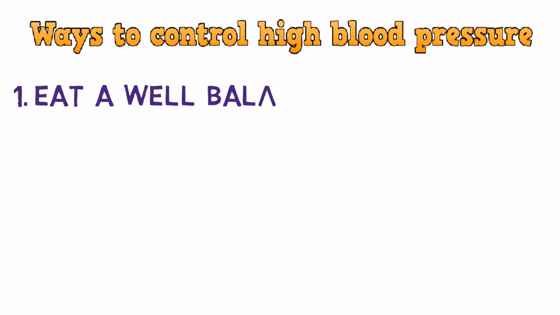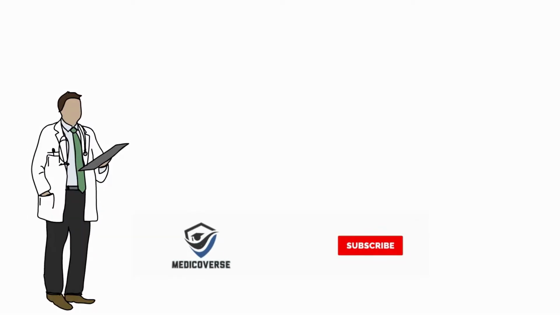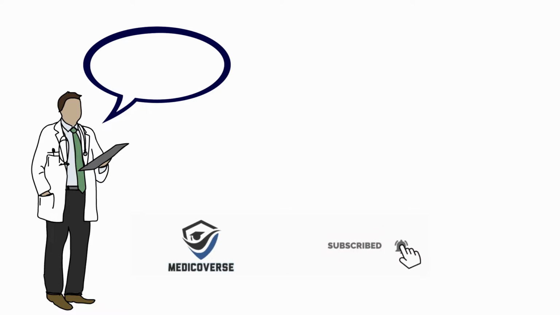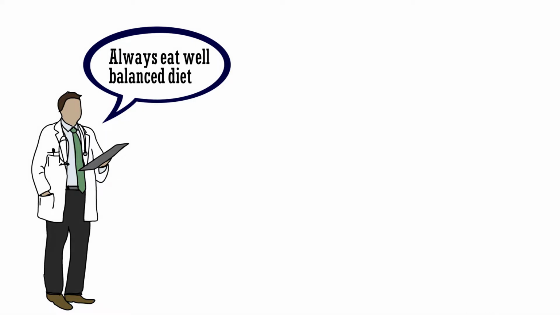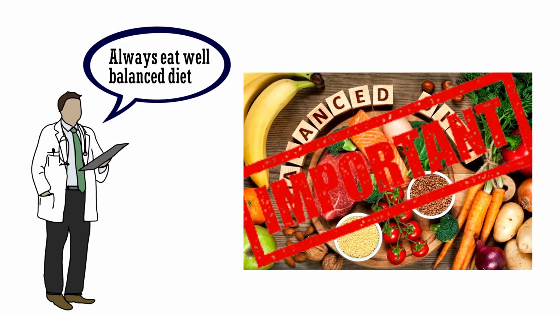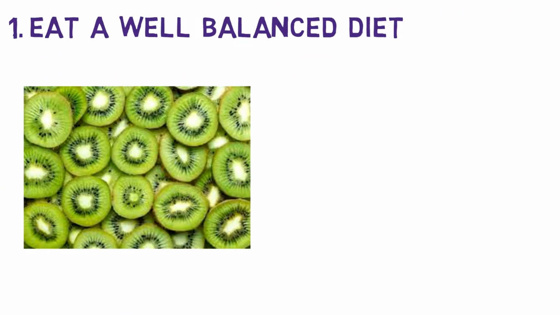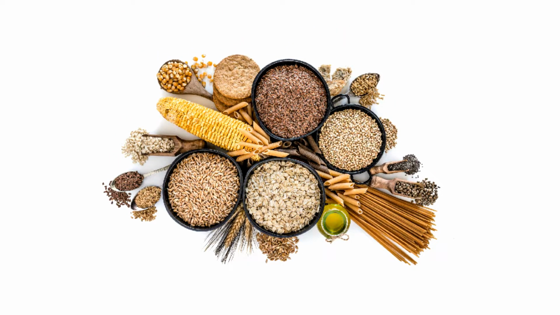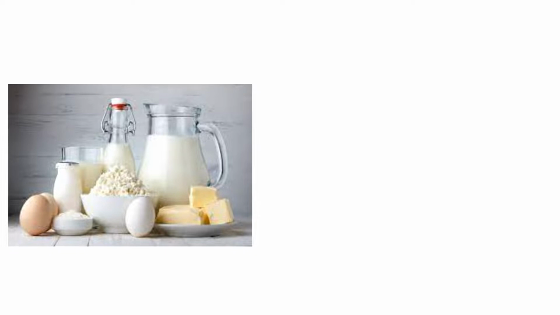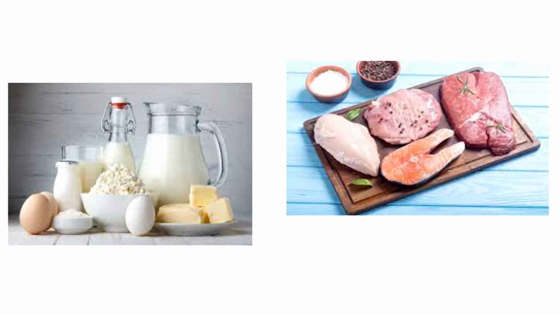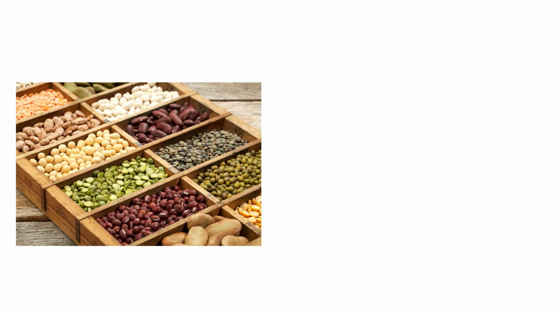The first way is to eat a well-balanced diet. You have heard a lot of times that we should eat a well-balanced diet, but this is as important as it is said. A well-balanced diet to control high blood pressure includes fruits, vegetables, whole grains, low-fat dairy products, skinless poultry and fish, nuts and legumes, and non-tropical vegetable oils.